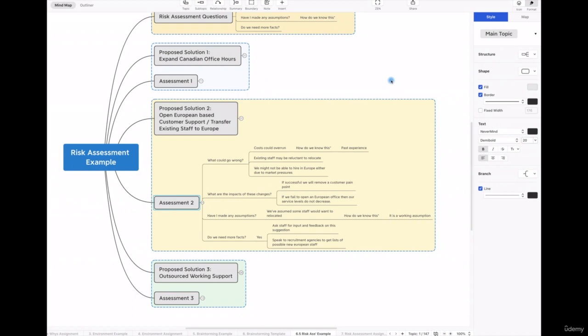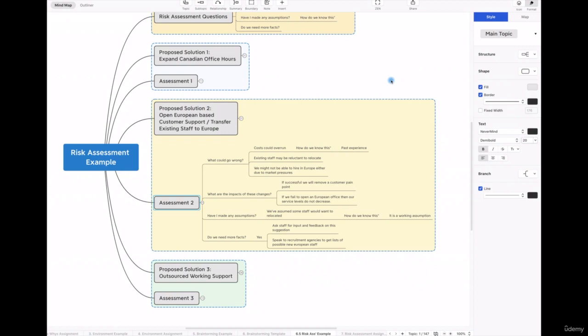So what are the impacts of these changes? If successful, we will remove a customer pain point. But if we fail to open a European office, then at least our service levels do not decrease. Have we made assumptions? Yes, we've assumed that some staff would want to relocate. How do we know this? Well, we know we've assumed it because it was a deliberate assumption on our part. Do we need more facts?